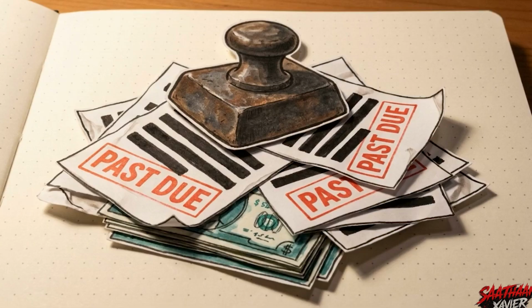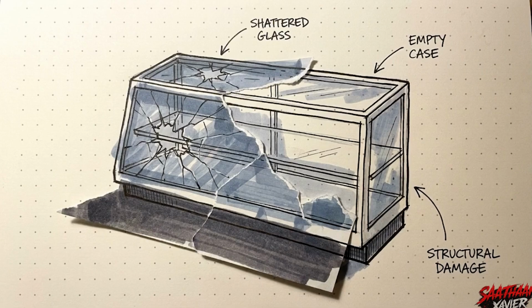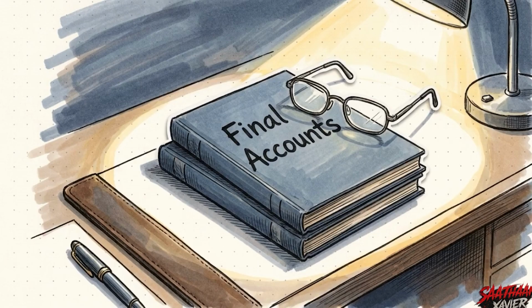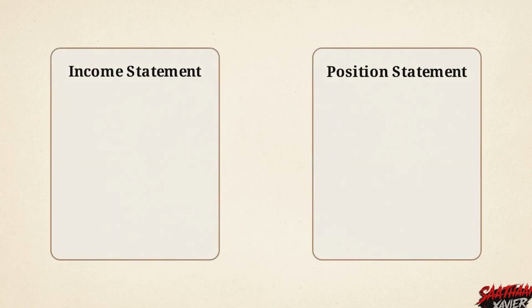Judging success by a bank balance is risky. Cash on hand does not account for debts owed to suppliers, the depreciating value of the store's fixtures, or those unsold boxes of TVs sitting in the back room. To see the true financial reality of the business, we have to move past the bank statement and prepare the formal final accounts. This reality is measured using two distinct tools, the income statement and the position statement.